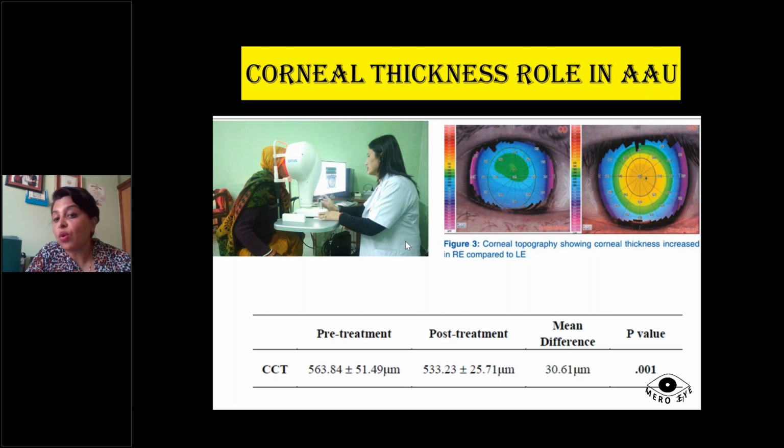Moreover, we can even do the corneal mapping or the topography. And on the right hand side, this corneal topography is of a Shapu patient where it shows that the cornea was thickened. That's why we say that there are a lot of tools that are being added for the better evaluation of the cornea in a patient with uveitis, especially anterior uveitis.